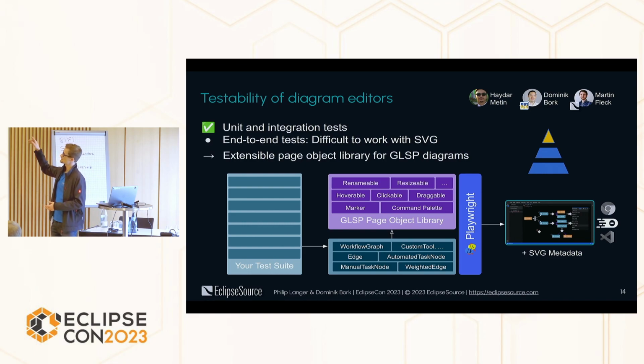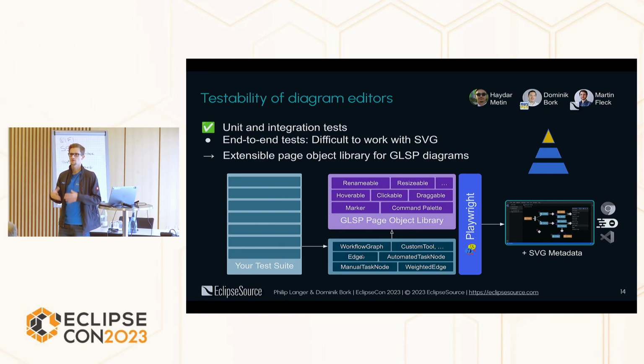However, end-to-end testing, the upper area of this testing pyramid, is supposed to directly interact with the diagram UI, and that means it has to interact with the SVG, and that's really challenging, right? Interacting with SVG in the browser with a browser automation framework is very, very challenging. So what we did, and with we I mean mainly Haider, the excellent student that I mentioned before, together with Dominik and from our side Martin Fleck, was to develop a GLSP object library, which essentially is here, that contains a set of reusable functionalities that you can then use in order to build your page object model for your particular diagram editor.